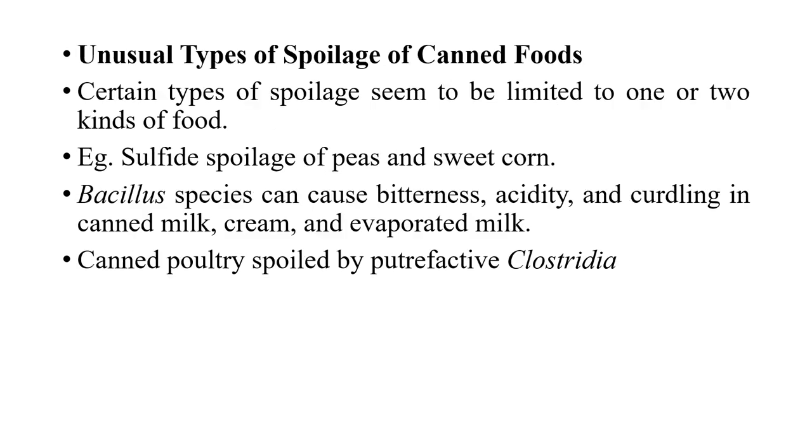Okay, next is the unusual types of spoilage of the canned food. Certain types of spoilage will occur only in one or two types of food. An example is the sulfide spoilage of peas and sweet corn. Bacillus species cause bitterness, acidity and curdling in milk, cream and evaporated milk. Canned poultry is spoiled by the putrefactive Clostridia.